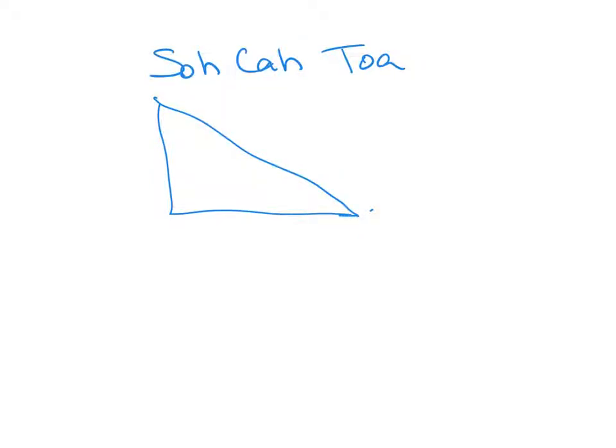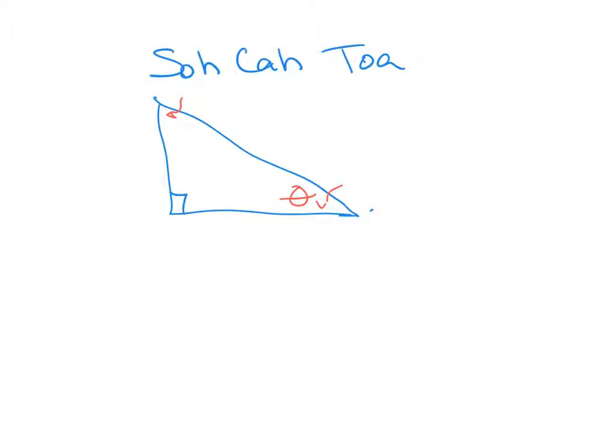When we're doing Soh Cah Toa, we need to decide what angle we're talking about. It could be either this angle here or this angle here. Depending on which one it is determines how we set up our Soh Cah Toa. So let's say we're talking about this one right here, this one on the floor, okay?